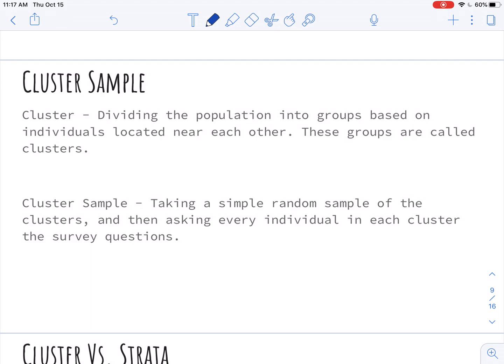So choosing one specific section and then going all the way up vertically, that would be a cluster, because you're just looking at one section. It's easy to access. You're trying to get everyone's opinion there. That's an example of a cluster sample. And then you randomly choose which cluster.